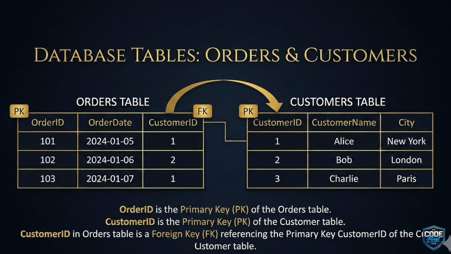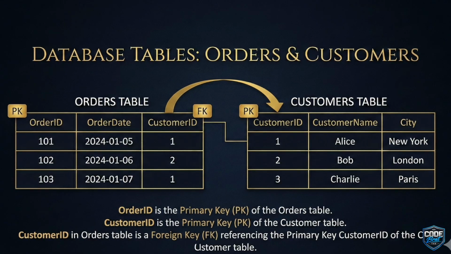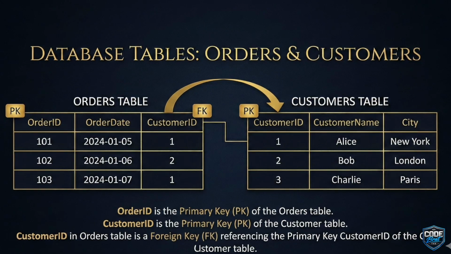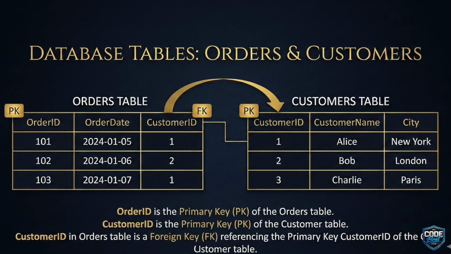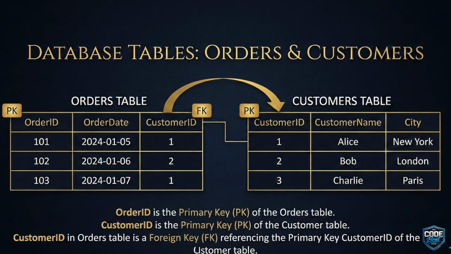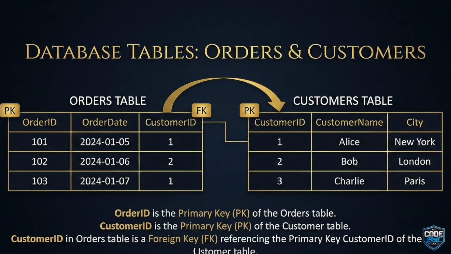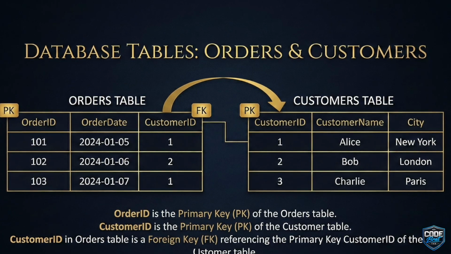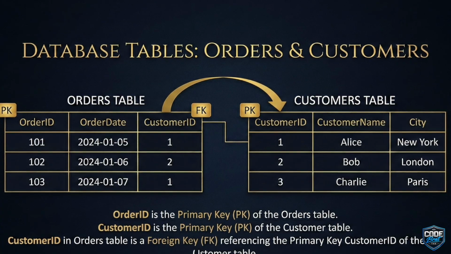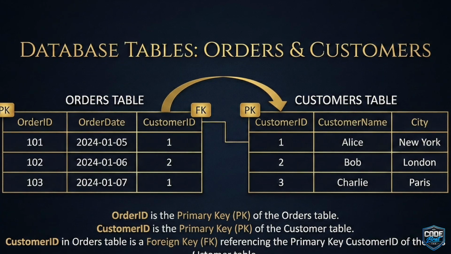In this example, order ID is the primary key of the orders table. Similarly, customer ID is the primary key of the customer table. And customer ID in orders table is a foreign key which references the primary key customer ID of the customer table. This will connect orders table with customer table. And if someone tries to enter a row in orders table with an invalid customer ID, which is not present in customer table, it will throw an error.